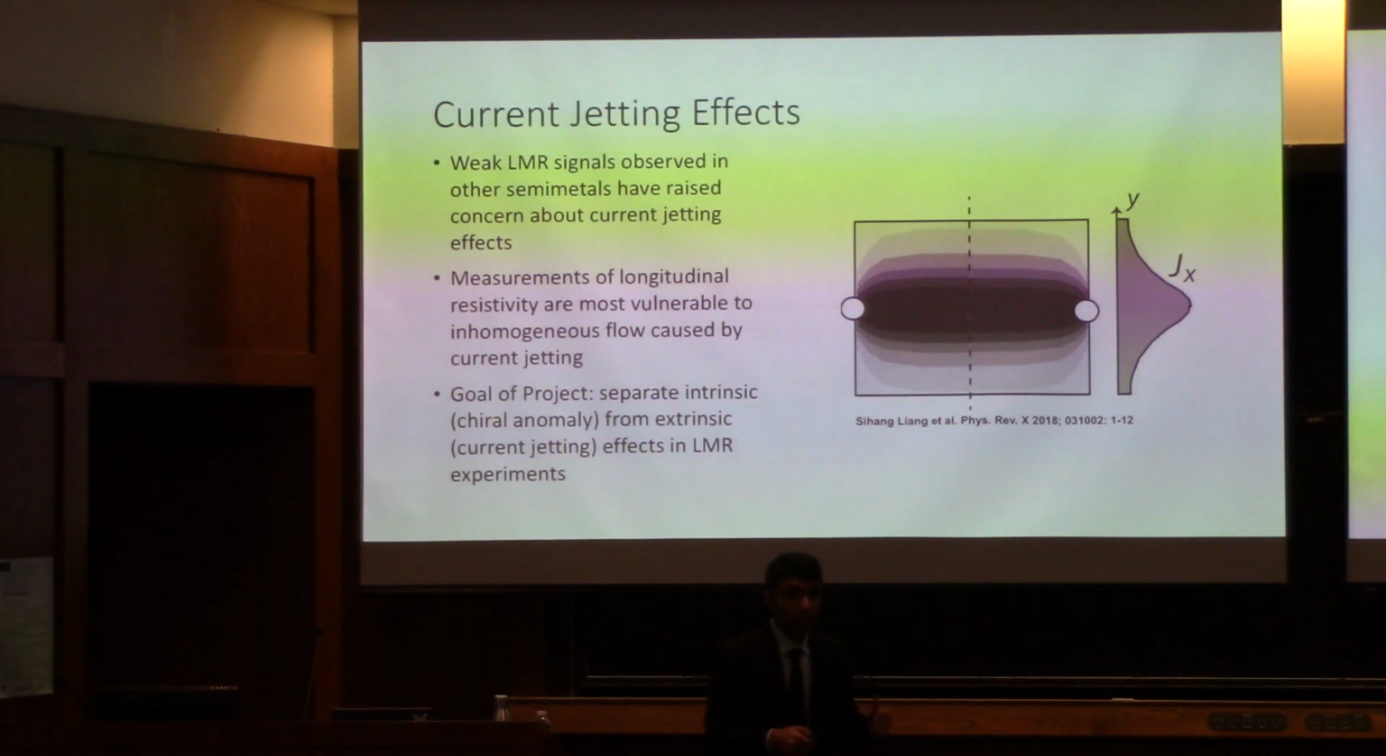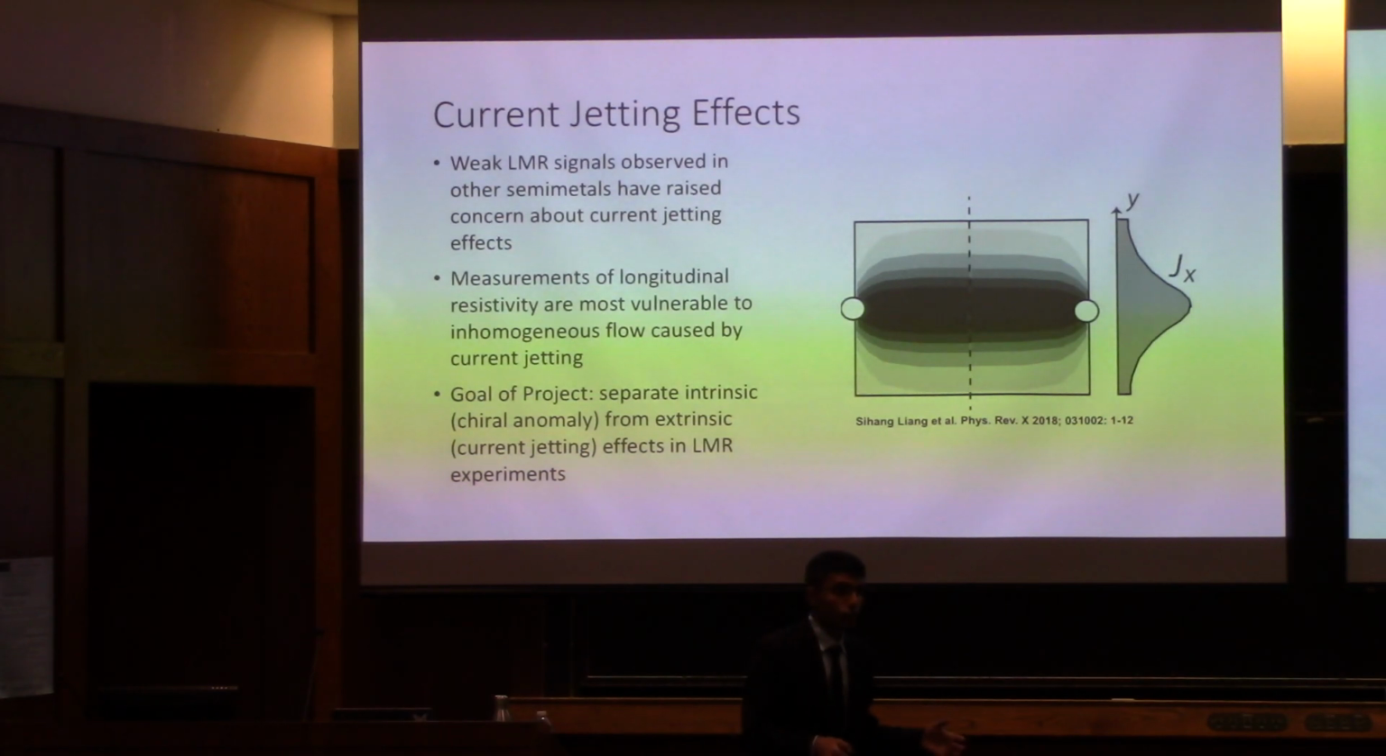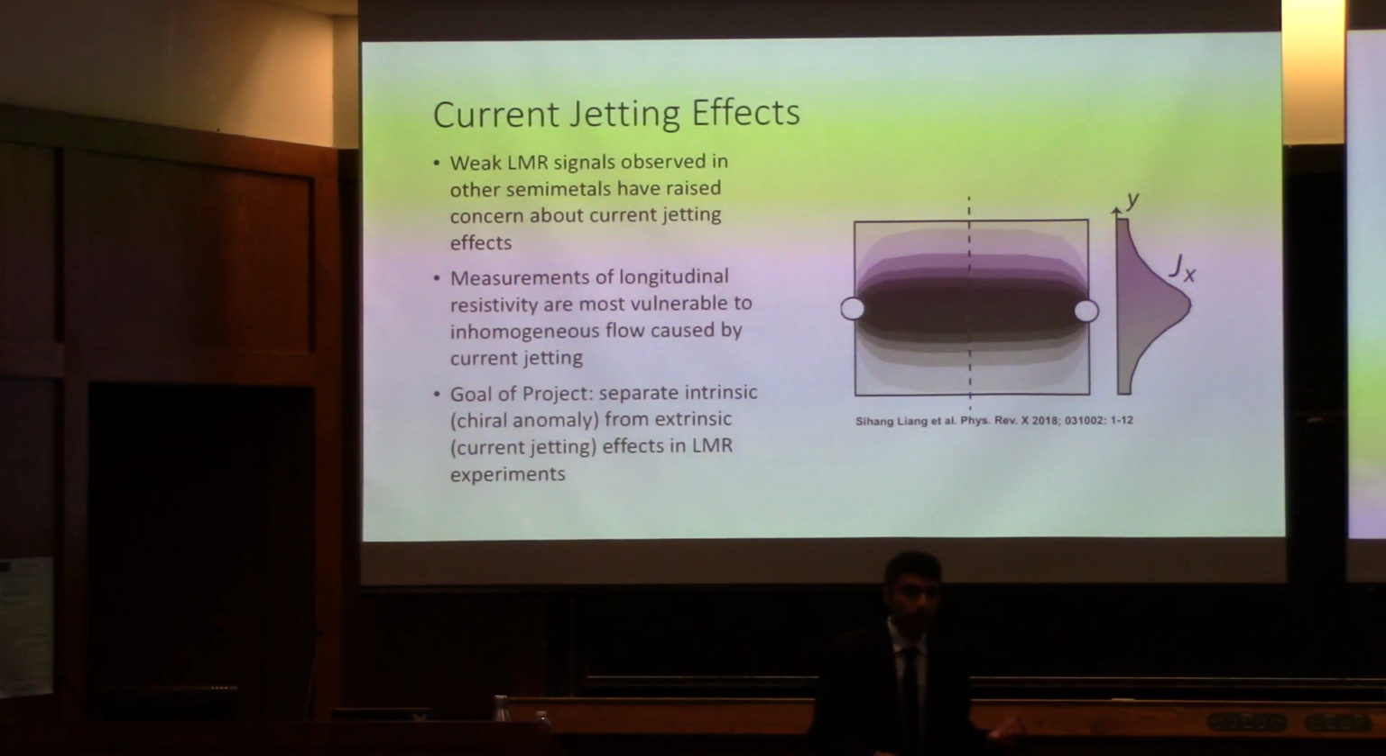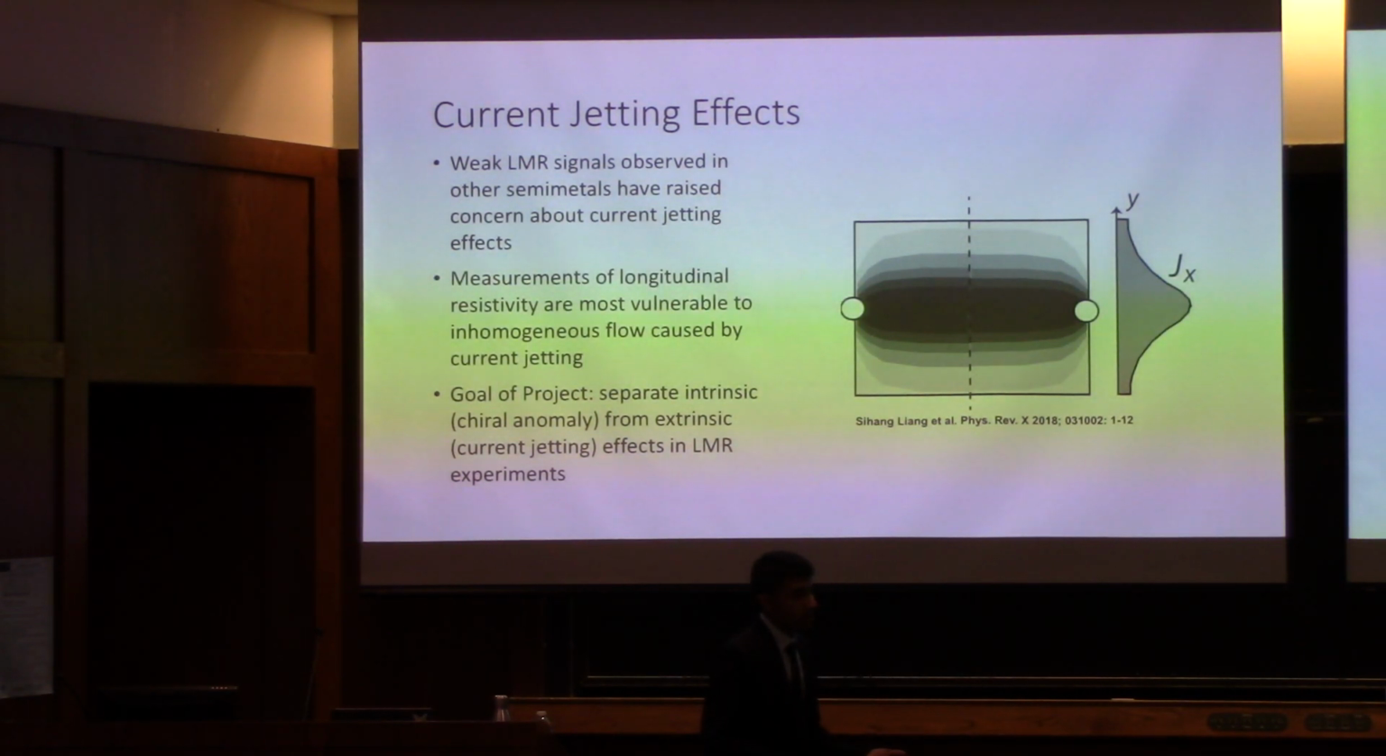And once you measure resistance, because you have a smaller charge density, you experience a smaller resistance because of Ohm's law, V equals IR. Because you have a smaller current, you therefore also have a smaller resistance. And that can also provide a confounding variable in your measurements that's also detected as a negative longitudinal magnetoresistance. Because of this, measurements of longitudinal resistivity are most vulnerable to the inhomogeneous flow that arises from current jetting effects.